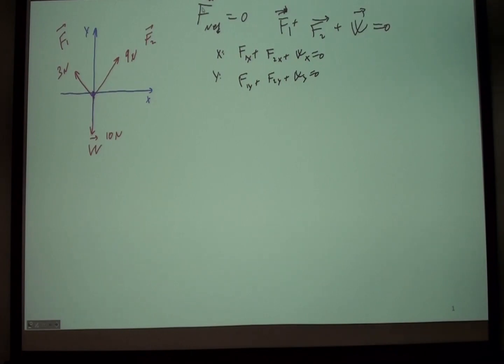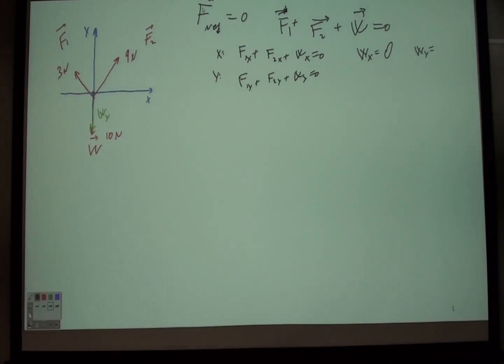And the easiest force is W because it has only one component. We can see it from the picture. So the X component doesn't exist, it's 0, and the Y component is negative, and the magnitude of the Y component is equal to 10. So the Y component of W is negative 10.